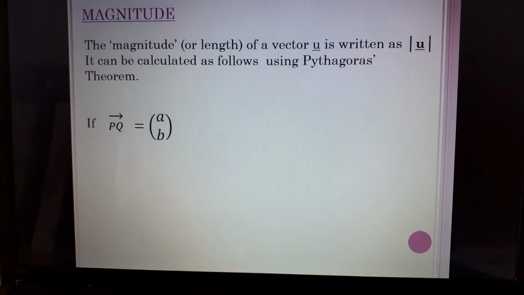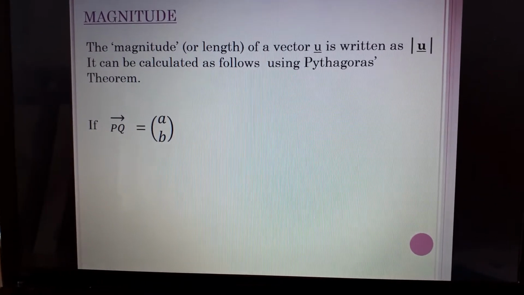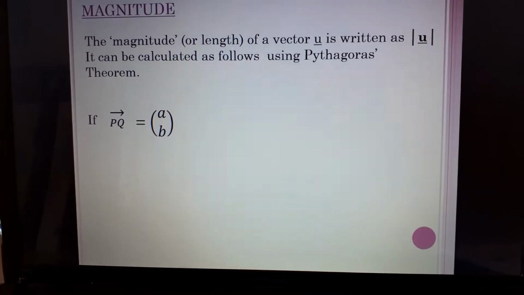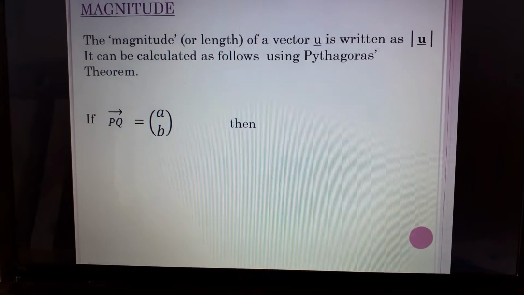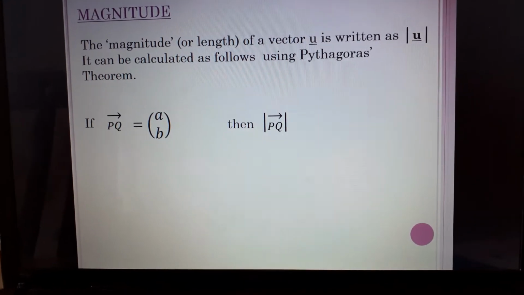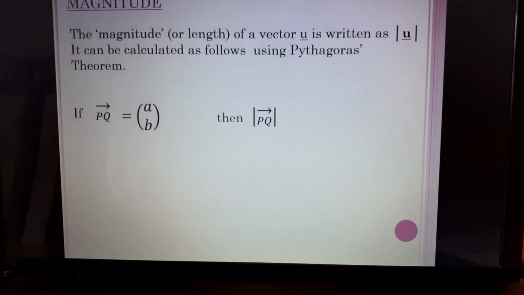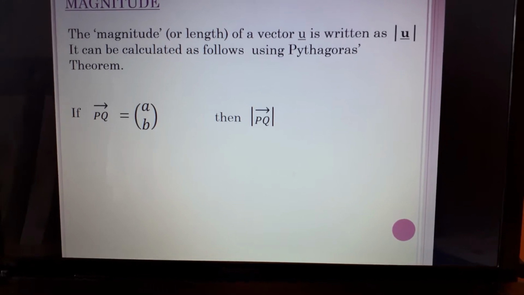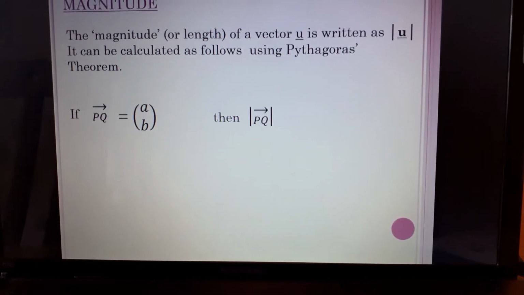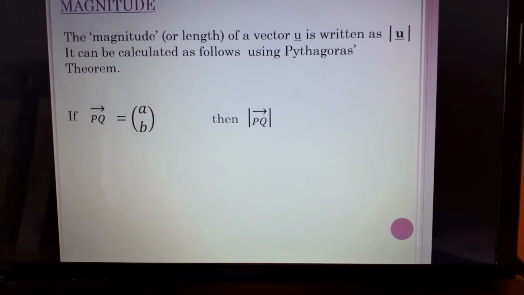So if we have the vector PQ, remember that means that it goes horizontally along the first number and vertically along the second number. So those are like the vertical and horizontal lines in a right angled triangle. So from Pythagoras, if we were trying to find the magnitude of the vector PQ, the magnitude is shown with 2 vertical lines at the side of the vector PQ.